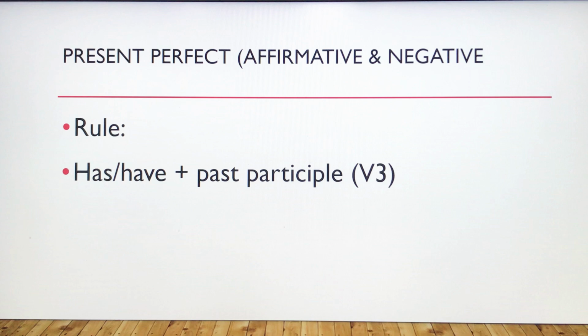So, present perfect. In the first part, we're going to talk about the affirmative form and the negative form of the present perfect. So first, let's begin with the rule. The rule for present perfect is simple. We just need the verb to have, right? But it has to be either has or have, depending on the subject. Remember, subject-verb agreement, plus the past participle, or in other words, verb 3, right? So this is the rule, very simple.